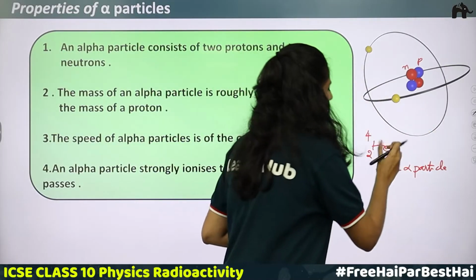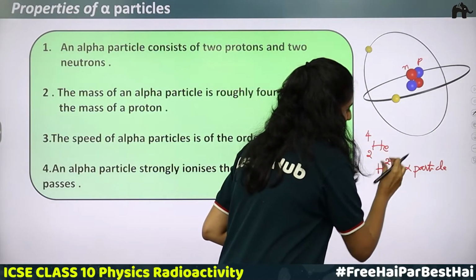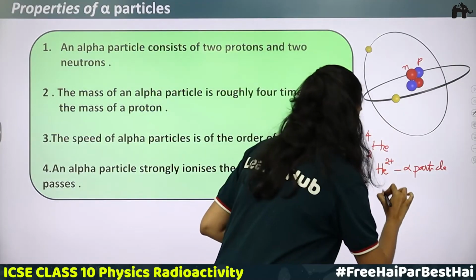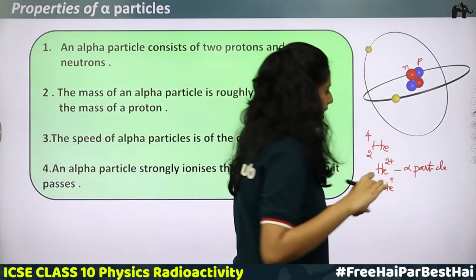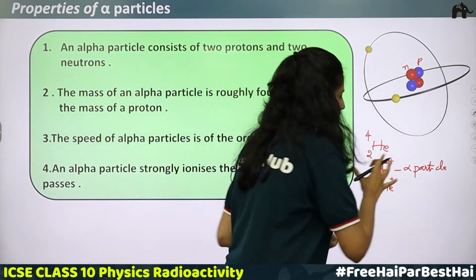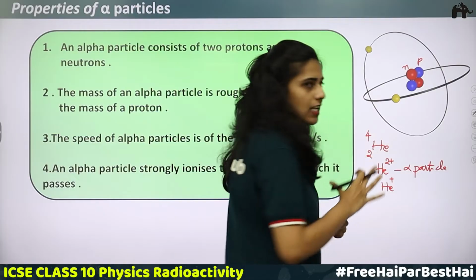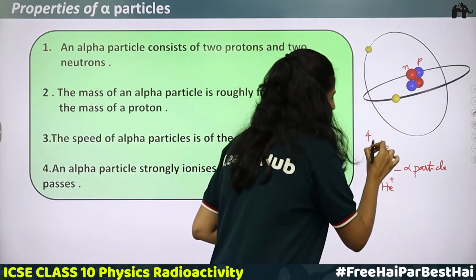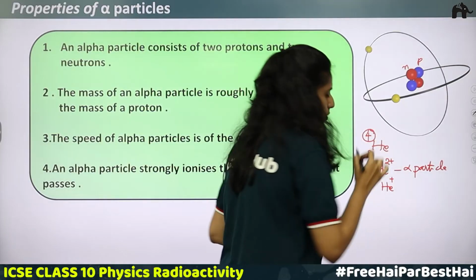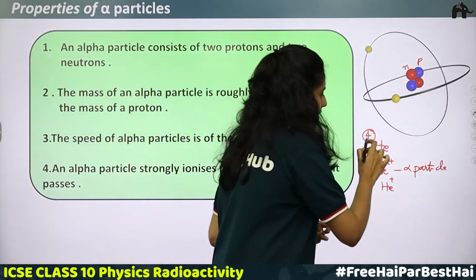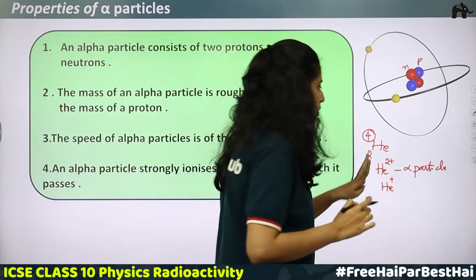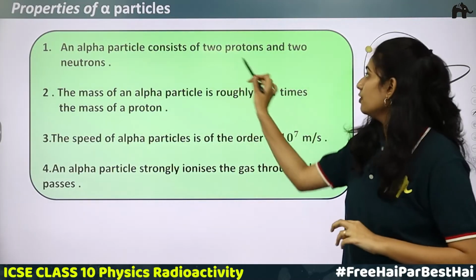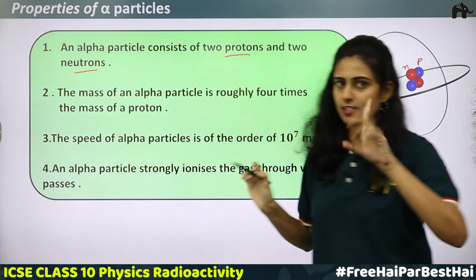Now, to this doubly ionized helium atom, when you add an electron, what happens? It becomes a singly ionized helium atom, He+. Again, if an electron is added, it becomes a normal helium atom. Okay, so here you will understand one thing. The mass number of helium is 4. For alpha particles, there are 4 particles, 2 protons and 2 neutrons. Clear? So, an alpha particle consists of 2 protons and 2 neutrons. This is the first point.